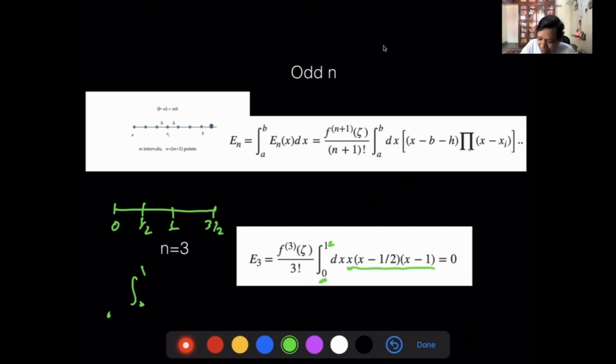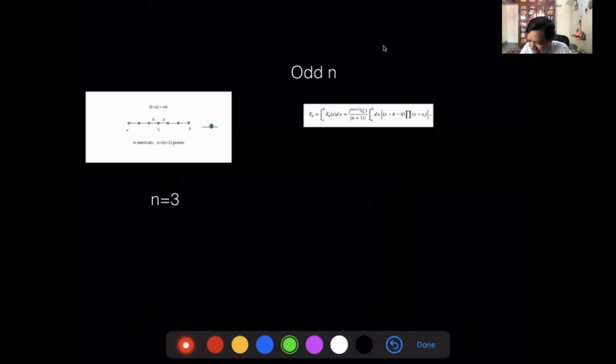Cubic order polynomial, go through these 3 points, and show that E4 is not zero. If I do the integral in this regime for a function going through this, then I will not get zero. So that's the idea.